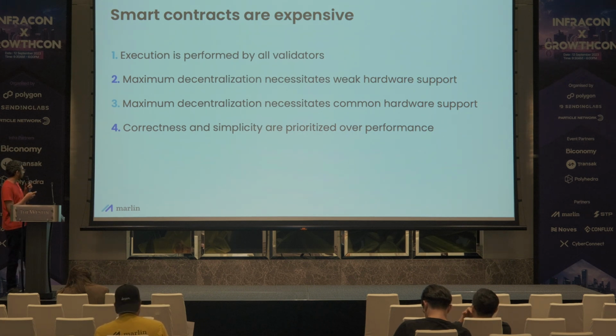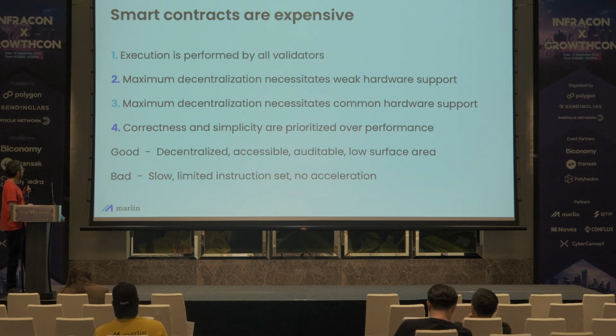It is not to say that these decisions are bad. These decisions are good for what Ethereum actually provides. The goal of Ethereum is to be decentralized, to be accessible to as many people as possible. And since it's a very core infrastructure component, it has to be ideal and have a low surface area for bugs and whatnot. The problem here is that this basically makes Ethereum slow. You have a limited instruction set, for example. All the CPUs today probably have vector instructions which are not exposed inside the EVM at all, and you don't have any hardware acceleration.